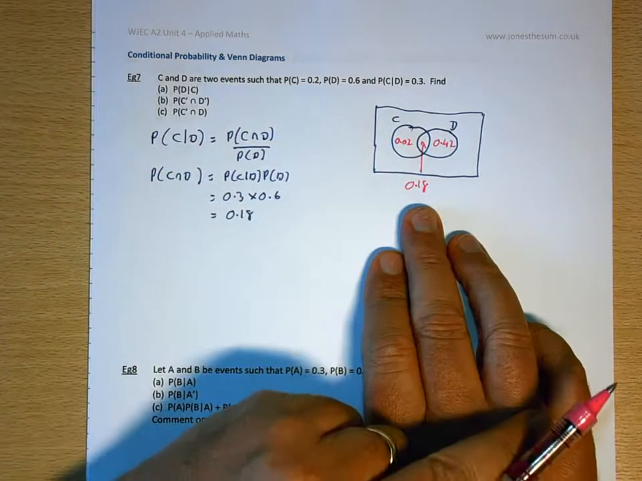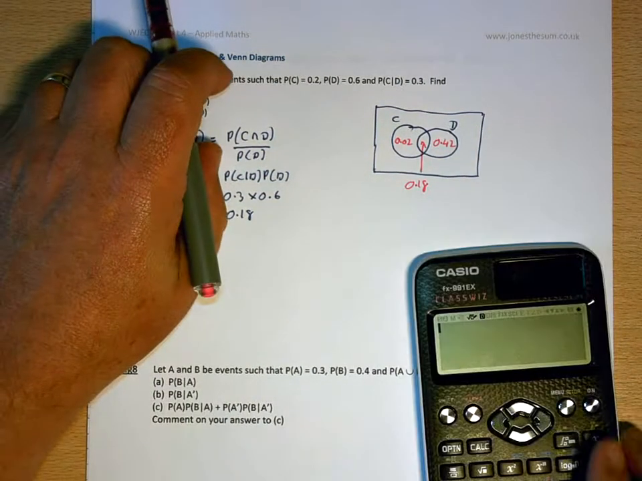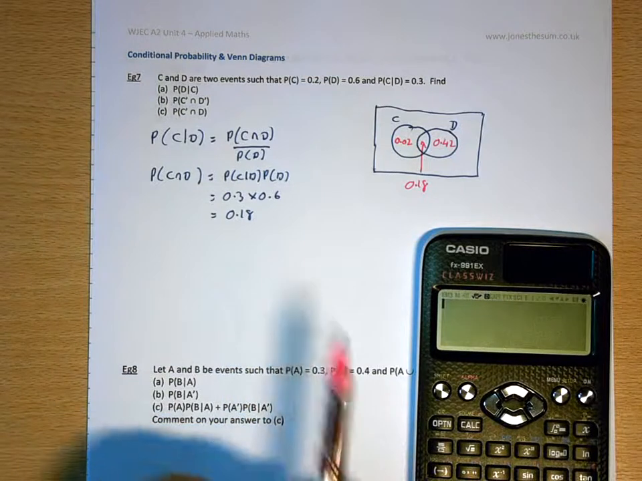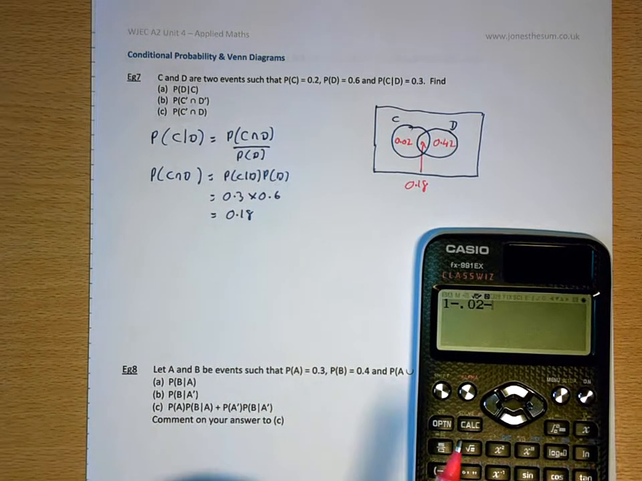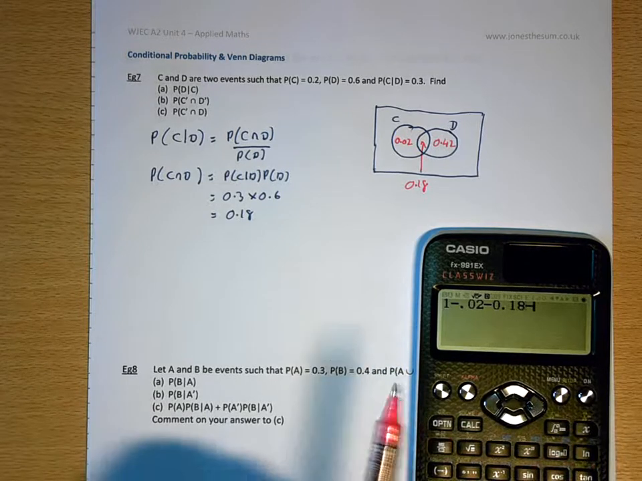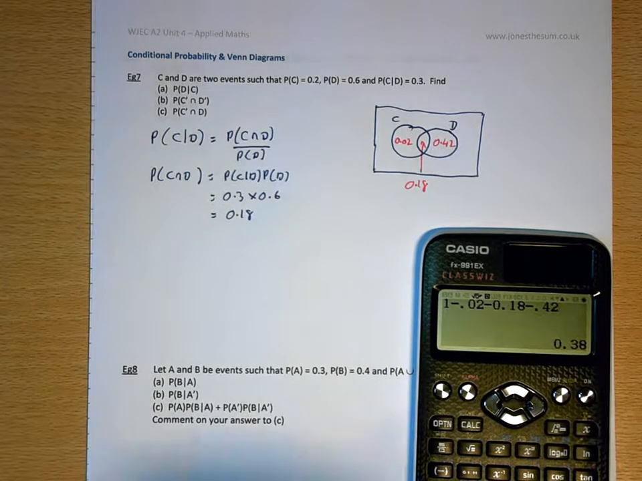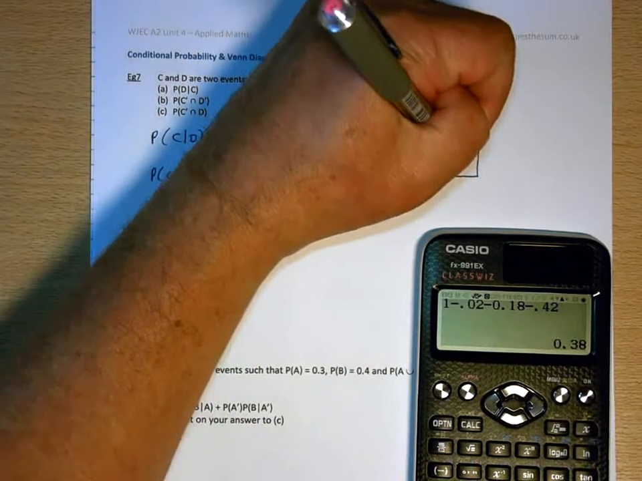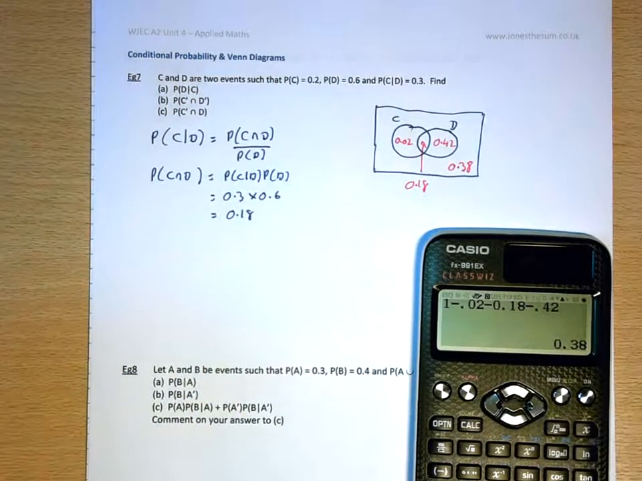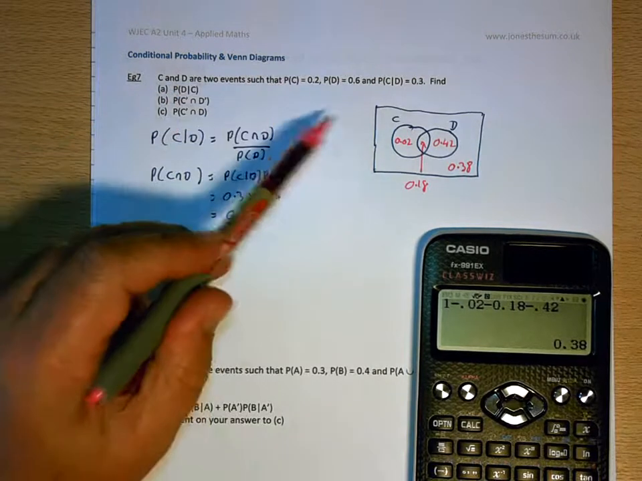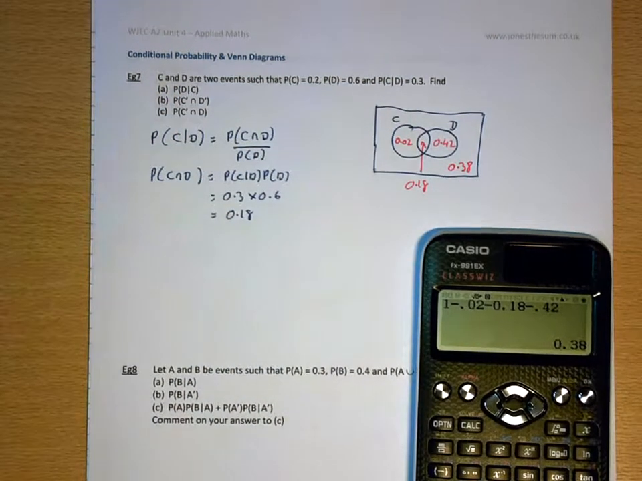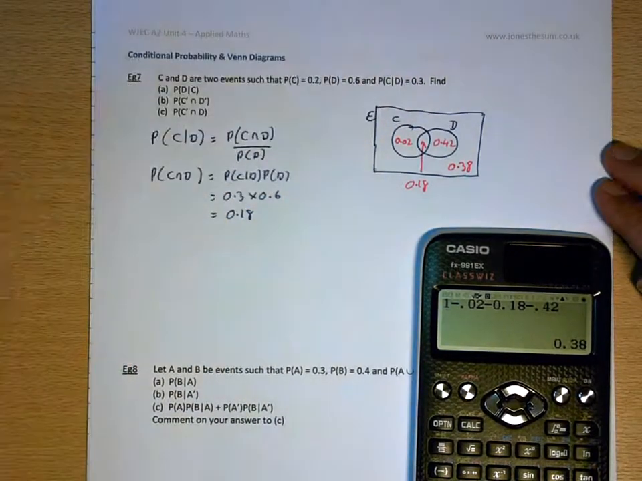I also know all probability has to sum to 1, so if I take from 1 the 0.02, 0.18 and the 0.42, what's left is the probability of neither occurring. So as soon as I've worked out that intersection, I have enough information to complete that Venn diagram.